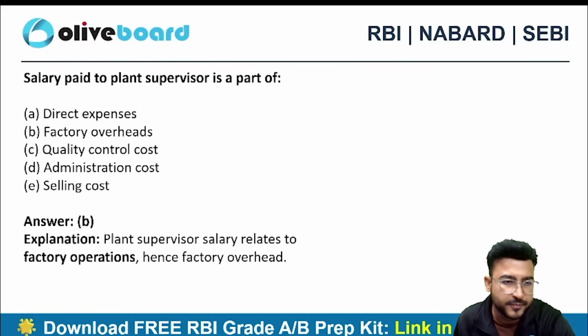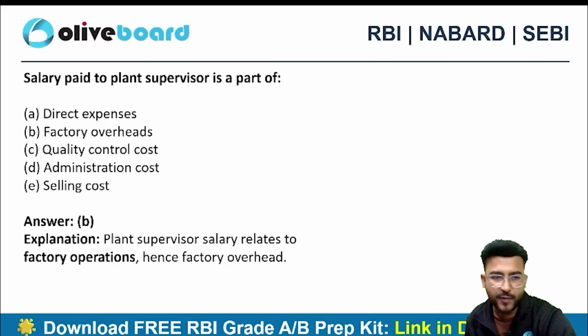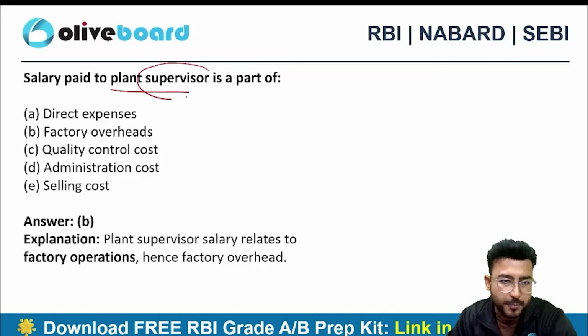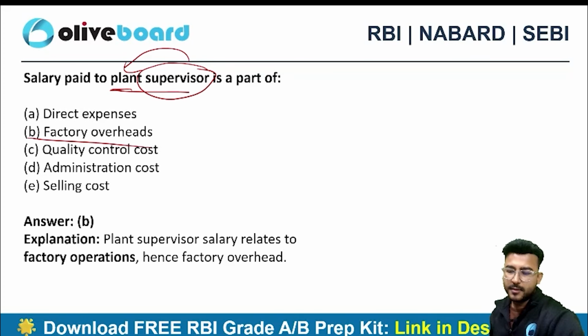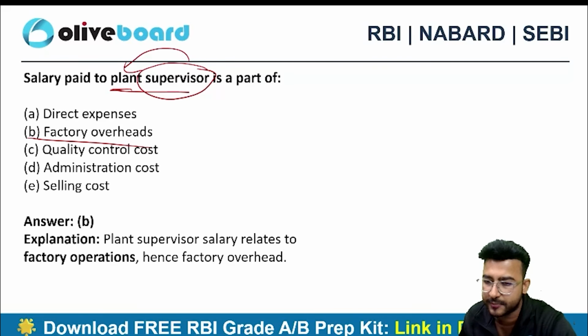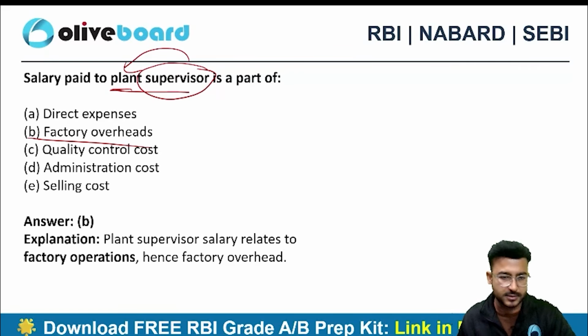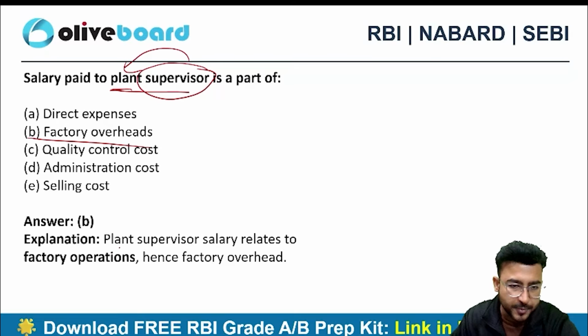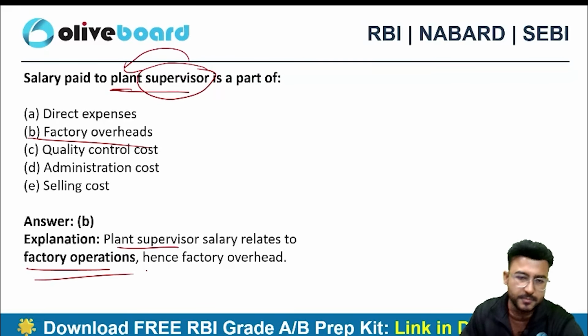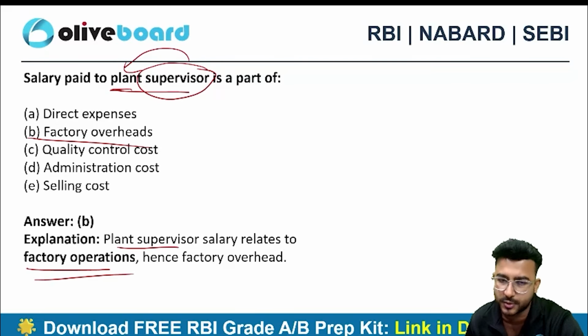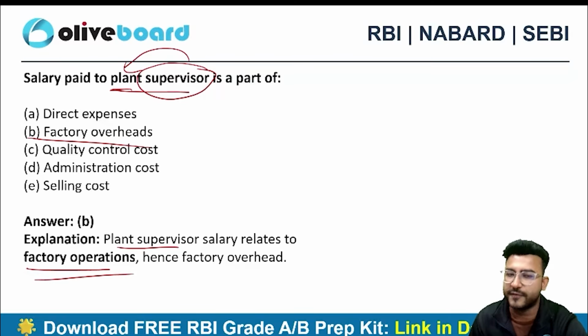That's a kind of factory overheads. Why? Plant supervisor. The plant must be there in my factory only, right? So it becomes my factory overheads and not administration cost. The plant supervisor must be working in the factory operations only. That's why it directly relates to the factory overheads.